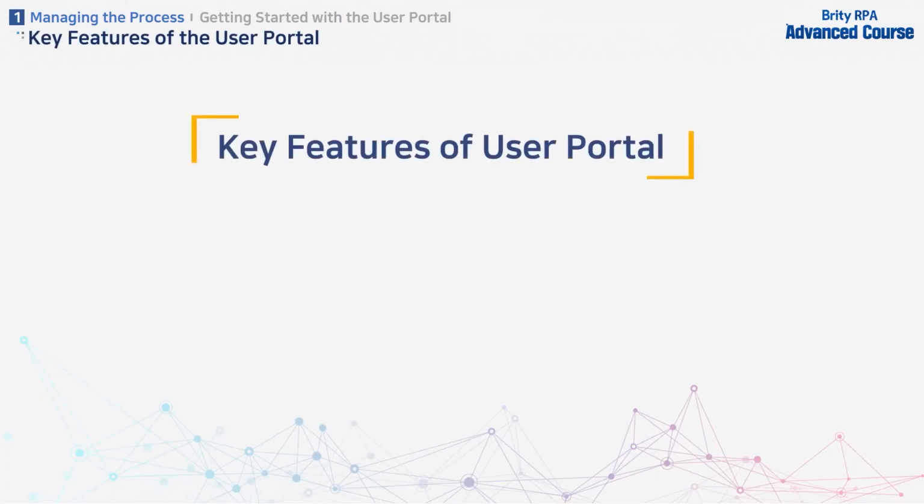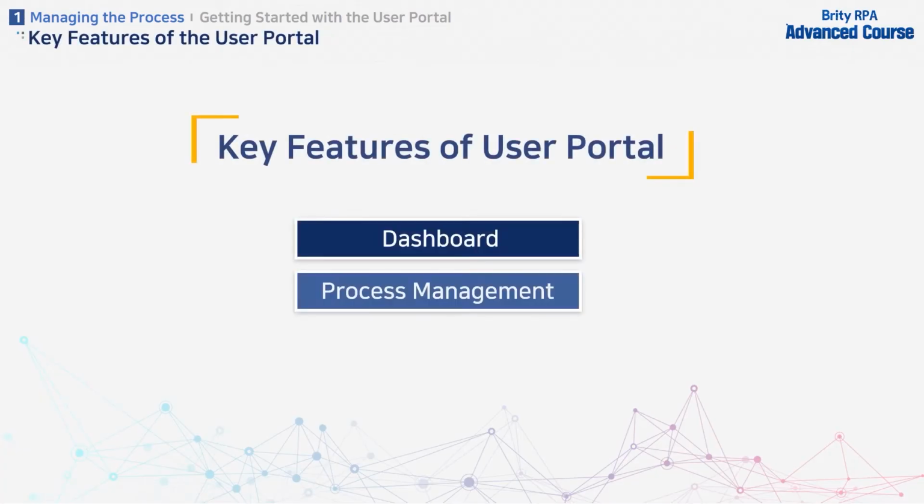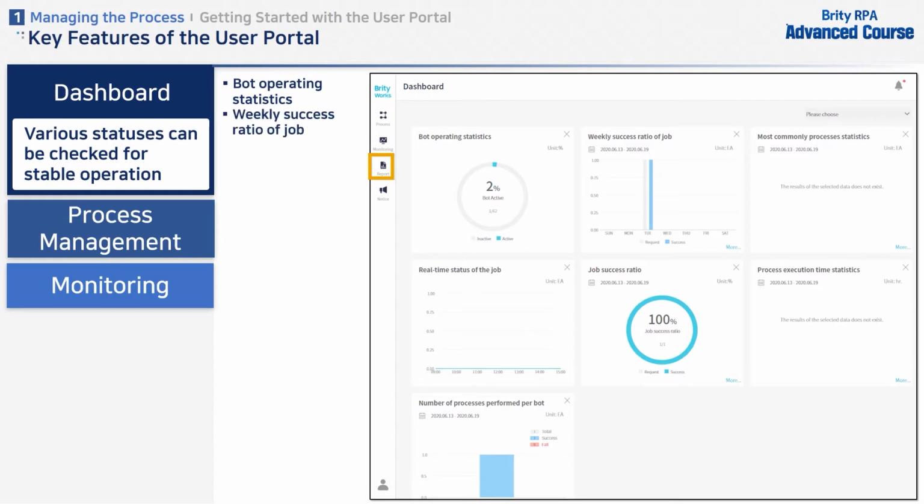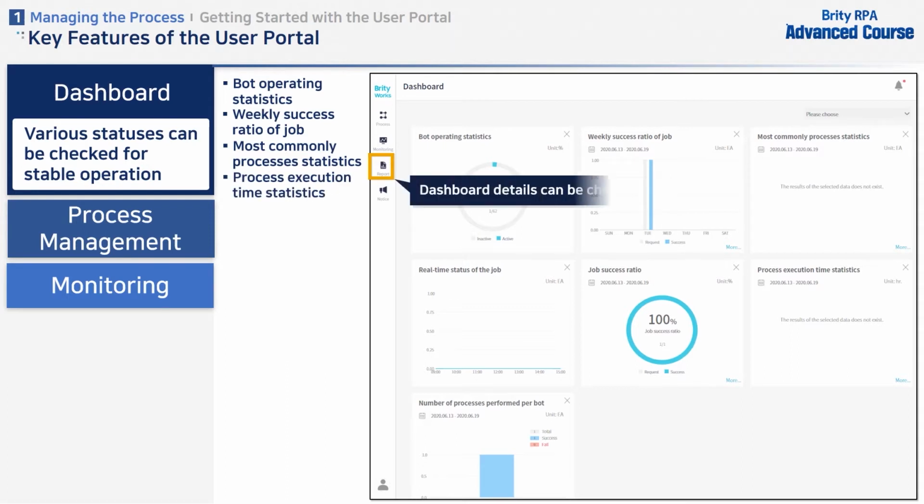The user portal provides the dashboard, process management, and monitoring functions. Firstly, there is the dashboard feature. Users can check various statuses for stable operation on the dashboard. On the dashboard, you can view the bot operating statistics, weekly success ratio of job, most commonly processes statistics, and process execution time statistics. And the dashboard details can also be checked in the report menu.